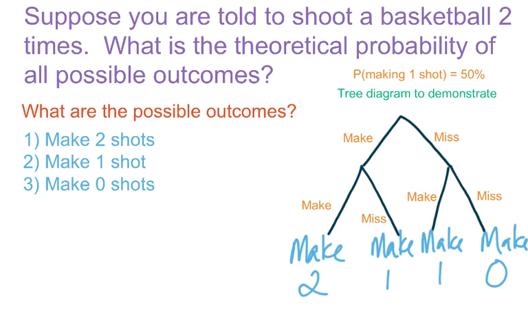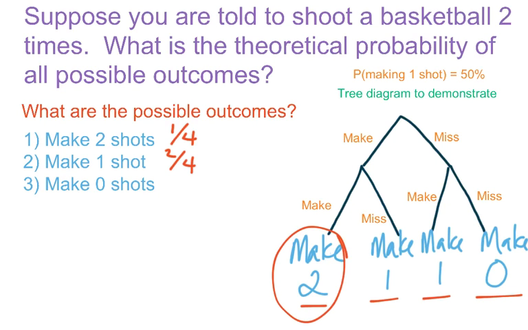Well, if we look at how many outcomes there are across the bottom and how many outcomes there are for each of these possible scenarios, we can find the probability. Making both shots is 1 out of 4. There are 1, 2, 3, 4 possible things that could happen according to the tree diagram, and making 2 shots is one of those 4. Making 1 shot will occur 2 out of 4 times, which also equals 1/2, and then making 0 shots is 1 out of 4.